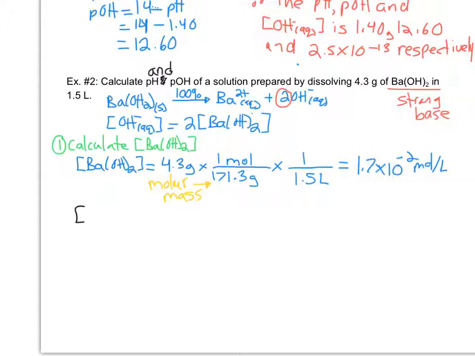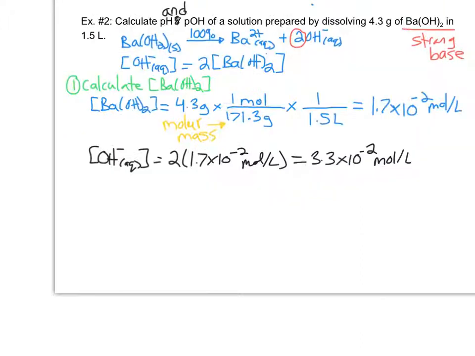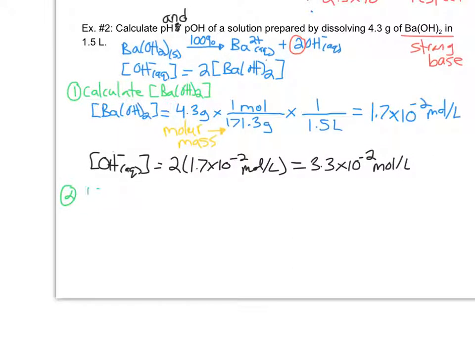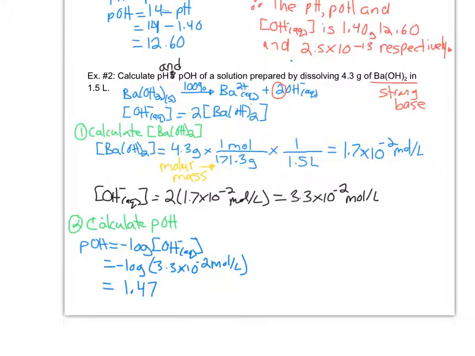So what this means is that our concentration of our hydroxide ion is going to equal 2 times this number. So 2 times 1.7 times 10 to the negative 2 mole per liter, and do your math. And we get a hydroxide concentration of 3.3 times 10 to the negative 2 mole per liter. So then I guess this is really our third step because we've calculated hydroxide concentration. But our next step is we're going to calculate pOH. So we'll write in our formula, substitute in our concentration, and we solve it for a pOH of 1.47.